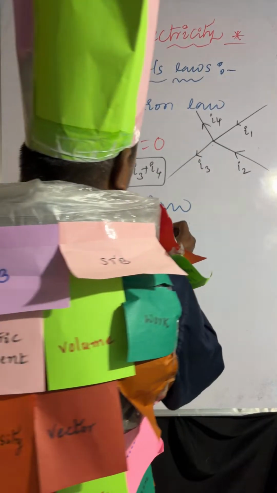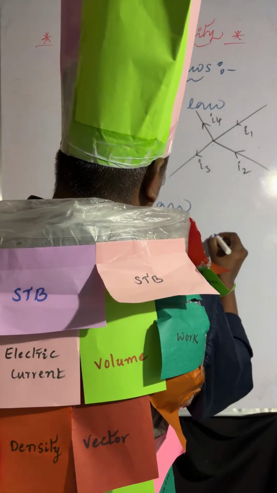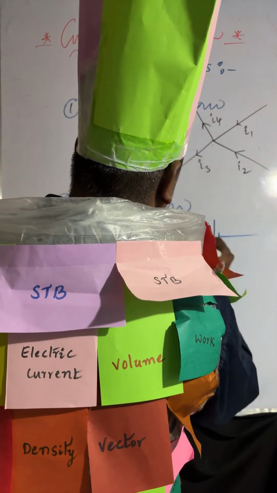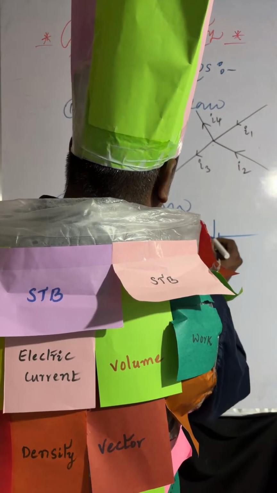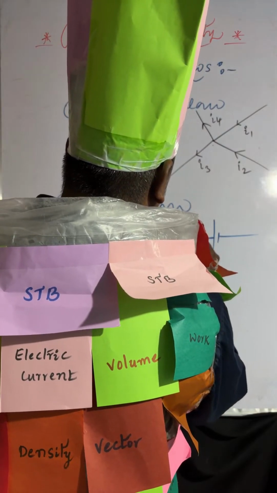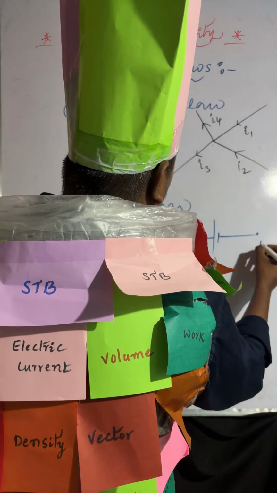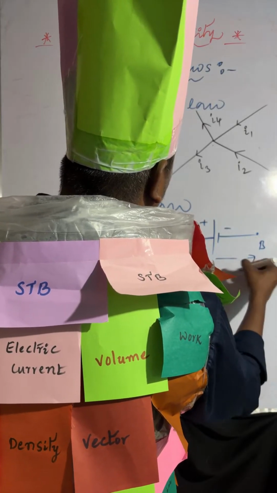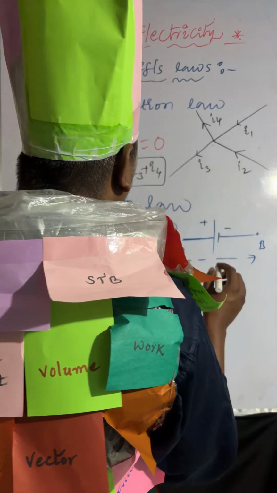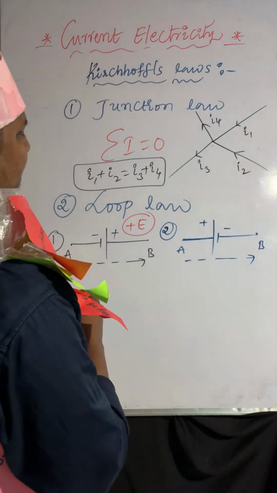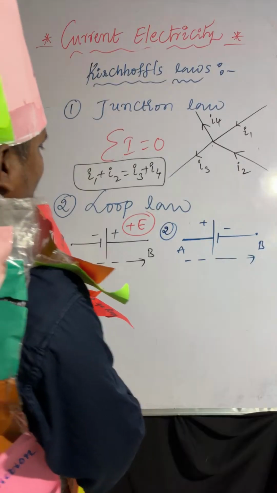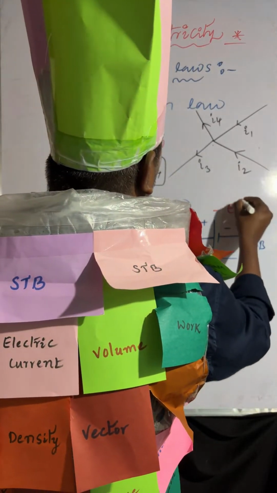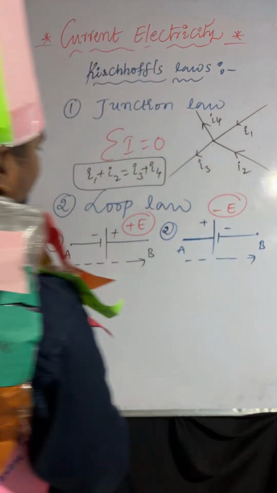And coming to the second one. A, B, positive terminal, negative terminal. This is the path. So now the EMF is negative, because we are moving from the positive terminal to the negative terminal.